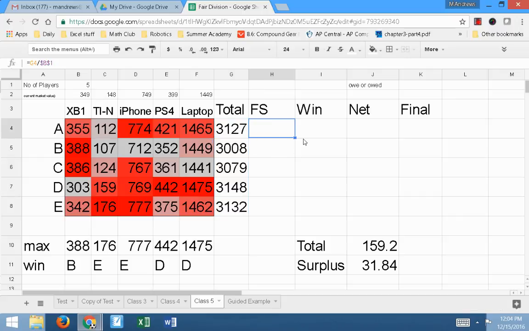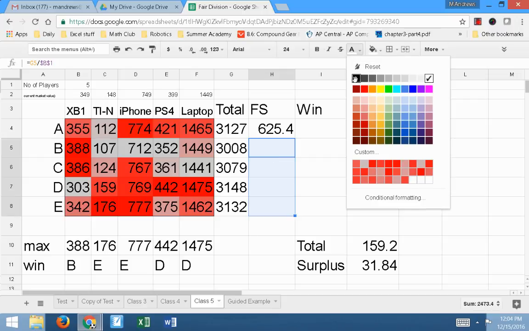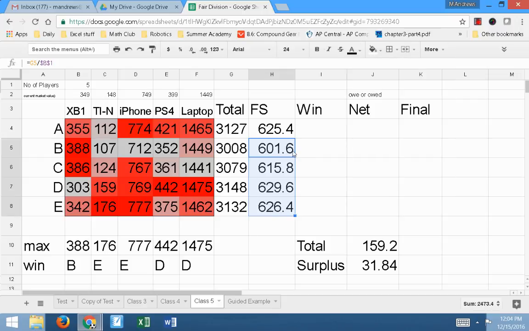$3,127. We move into the fair share, and by moving into the fair share, we take each of these values. Player D thinks everything overall is worth the most. Player B thinks that overall everything's worth the least, and we calculate the fair share. There are five players, so I take the total value and I divide it by 5. So I do that for everybody. This is the fair share. This is what they believe each individual person should get.